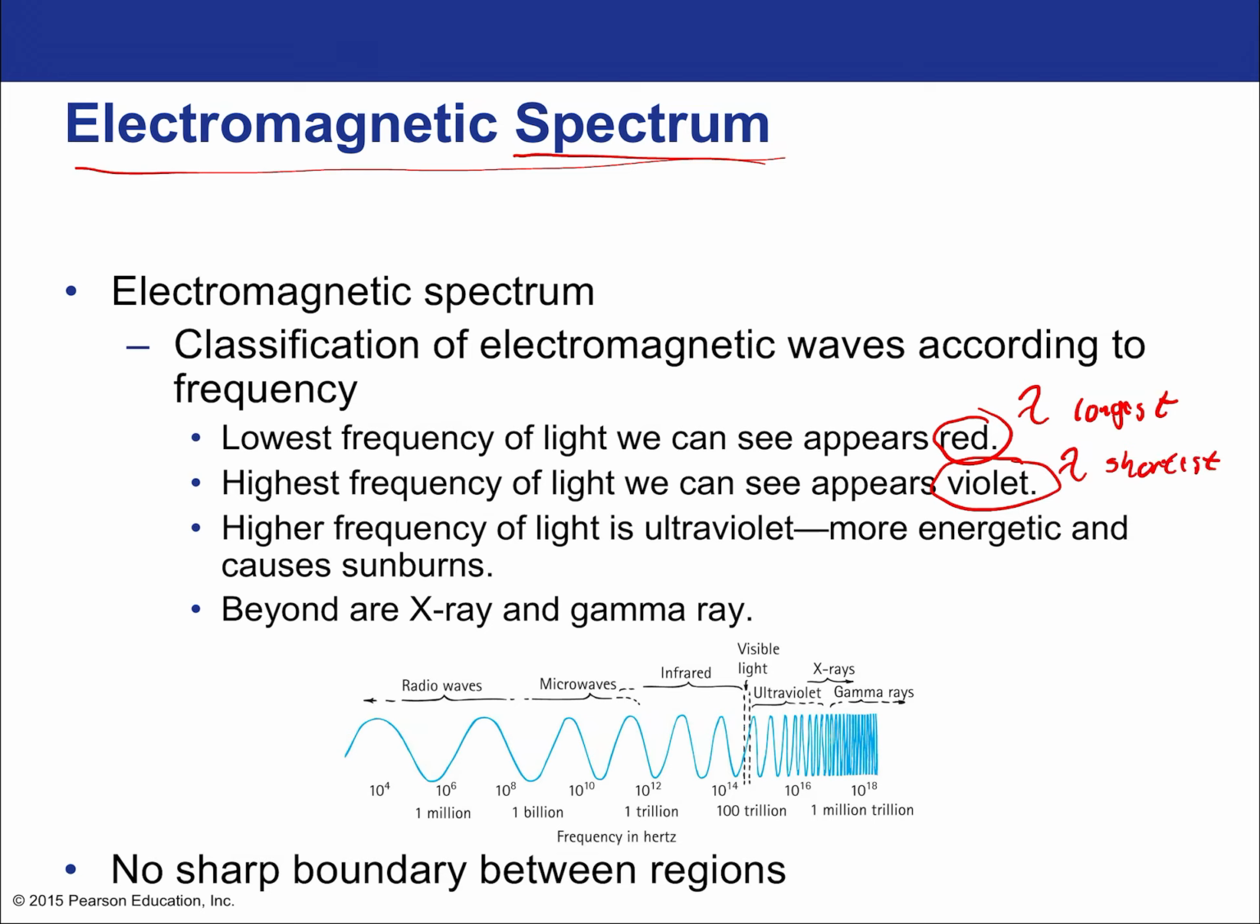Higher frequency of light than visible light is ultraviolet, so that's more violet than violet, all right, and that causes sunburns. If you continue past ultraviolet, then you get to X-rays and gamma rays. All right. So that's in the direction of very short wavelength, very high frequency, and that's on this side of the electromagnetic spectrum. Ultraviolet, gamma rays, X-rays. Those are all high energy light. They tend to come from high energy phenomena, and they can be harmful to humans.